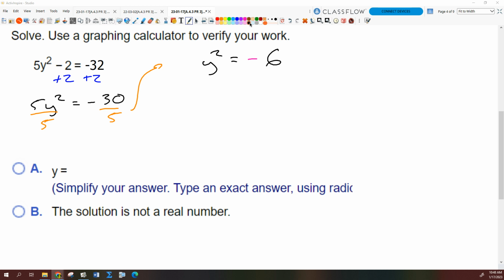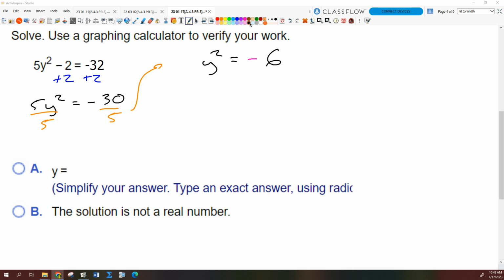What's going to happen if I square root here? Somebody raise a hand and help me out. What's going to happen here that's kind of a problem if I square root both sides? Okay, it's a negative. So can I take the square root of a negative number? No, we have two rules for real numbers. I can't divide by what number? 0, and I can't take a square root of a negative.